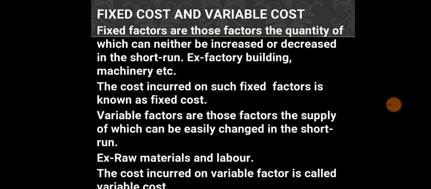So we have come to the end of this video. We have studied about the different types of cost, that is explicit cost, implicit cost, economic cost. We also studied about the real cost, private and social cost, and lastly we studied about the fixed cost and the variable cost.